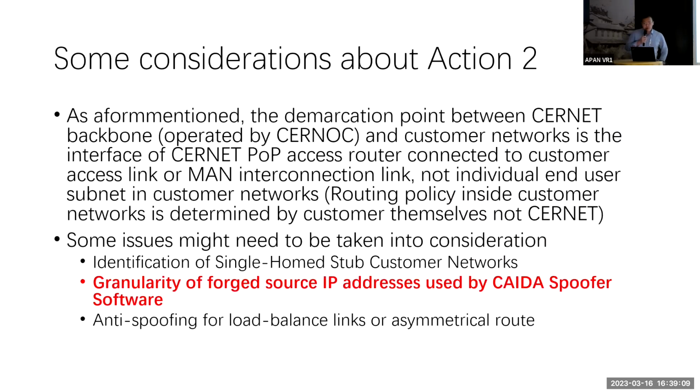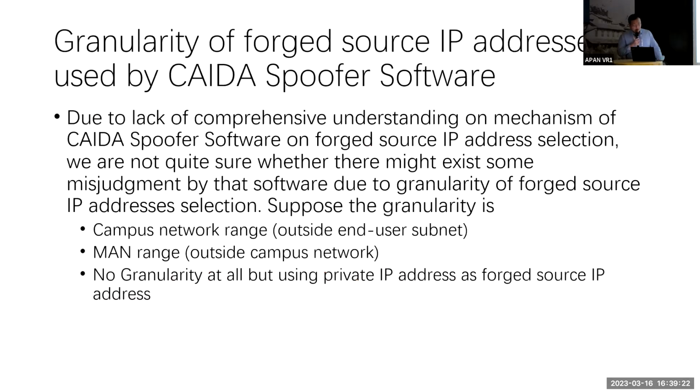And the second one is about the granularity of the forged source IP address used by the CAIDA spoofer software, which I have tried to discuss with Warwick this morning. Here, because of the lack of comprehensive understanding of the mechanism of the forged source IP address selection, we are not quite sure whether there might be some inaccurate judgment by that software due to the granularity of forged source IP address selection.